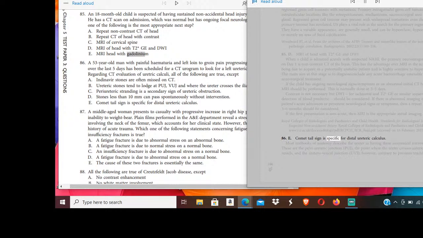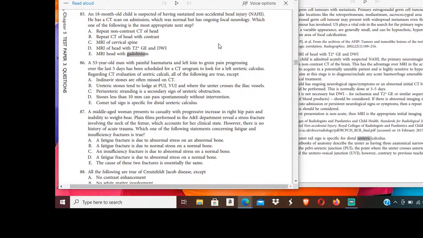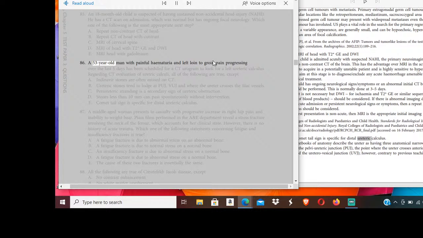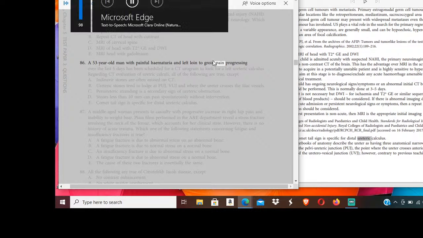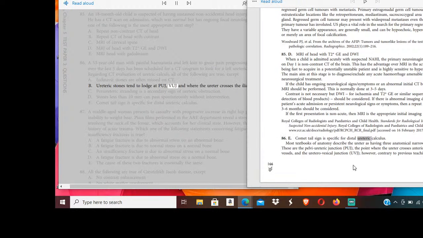Question 86. A 53-year-old man with painful hematuria and left loin to groin pain progressing over the last 5 days has been scheduled for a CT urogram to look for a left ureteric calculus. Regarding CT evaluation of ureteric calculi, all of the following are true, except: A. Indinavir stones are often missed on CT. B. Ureteric stones tend to lodge at PUJ, VUJ, and where the ureter crosses the iliac vessels. C. Periureteric stranding is a secondary sign of ureteric obstruction. D. Stones less than 10 mm can pass spontaneously without intervention. E. Comet tail sign is specific for distal ureteric calculus.